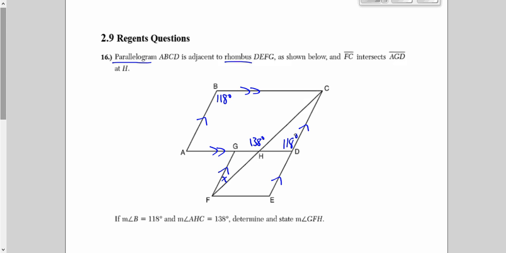No. Which one? Angle E? What? This is not. No. That's a vertical angle with this. Not this one. Huh? This one is? Why is that 118?